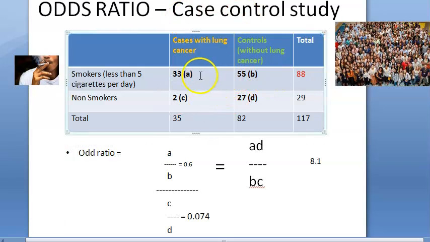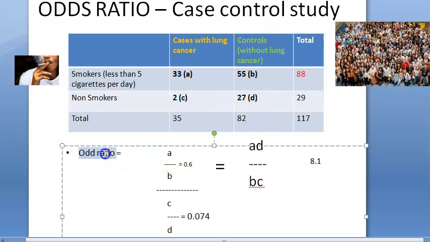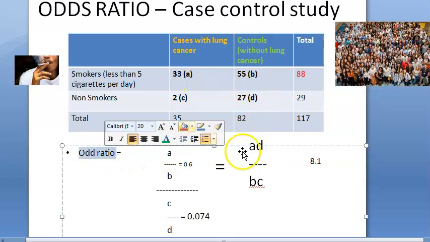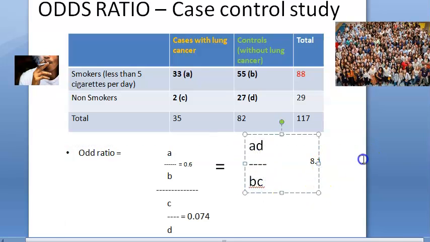Remember this table. It is better to remember these values also, because in the theory exam you suddenly have to give examples. So just remember cases with lung cancer, how many people were smoking and how many were not smoking. Cases without lung cancer, how many were smoking and how many were not smoking. So remember 33, 55 and 2 and 27. A, B, C, D, and your odds ratio will be AD divided by BC.